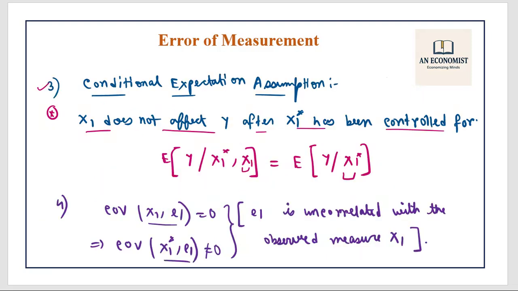The third assumption is the conditional expectation assumption that I have discussed. The fourth assumption that we have made, so we have taken a look at both these assumptions. In the first case, we have seen if covariance of x1 e1 is 0, what will be the consequences, and in the next part of the video we have discussed this. If covariance of x1 star e1 is equal to 0, what can be the consequences? So if you have noticed, we have used both these things.